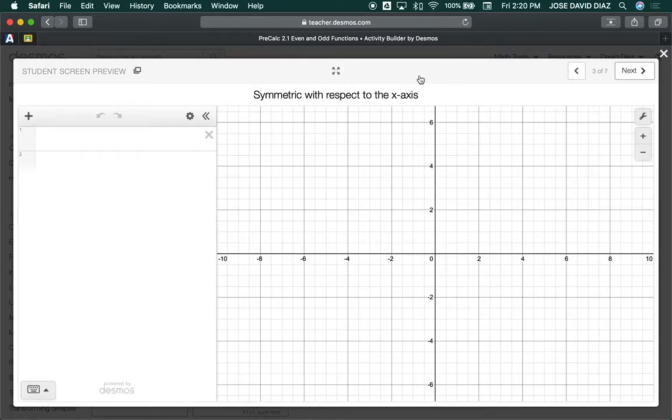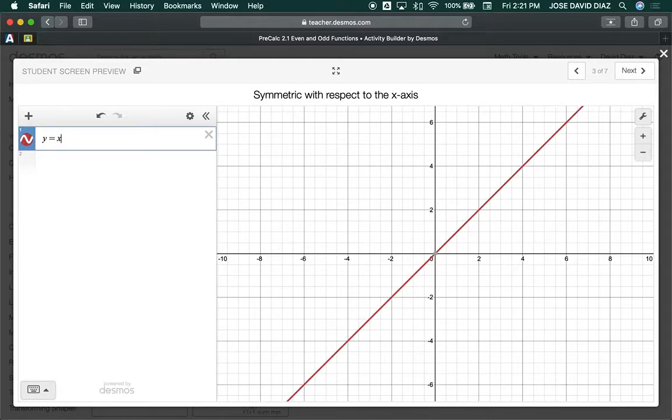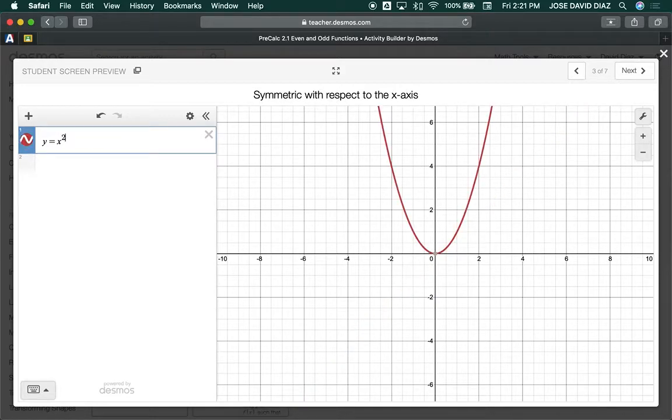Then on this screen, see if you can type in an equation that you know that's symmetric with respect to the y-axis. So it'll be one equation. Do you know? So for example, if you have y equals x, that one's symmetric to the origin. If I do x to the second power, that one's symmetric to the y-axis. I need one that's symmetric to the x-axis.